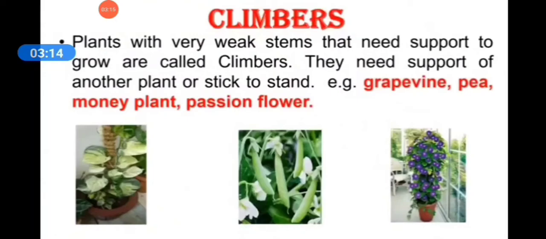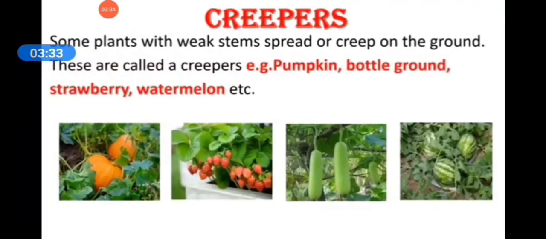Climbers, plants with very weak stems that need support to grow are called climbers. They need support of another plant or stick to stand. Example, grapevine, pea, money plant, passion flower, etc. Next, creepers. Some plants with weak stems spread or creep on the ground. These are called creepers. Example, pumpkin, strawberry, watermelon, etc.